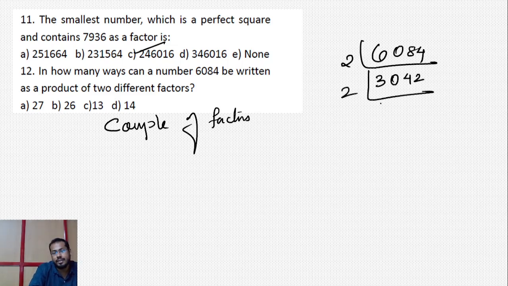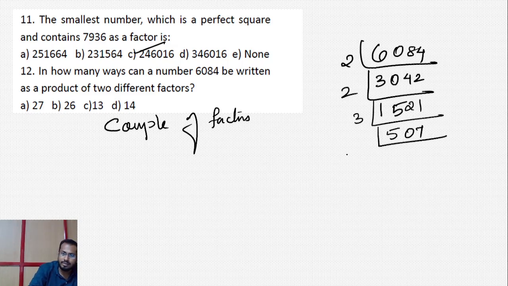3042, then take 1 5, then 2 1. So let's take the 3 table: 3 5s are 15 and 21. 21 is 7 times 3, right? Take 3, 1 times 20, 6 times 18, 27, 9 times, 169, 13 square, right? Yes, so 13 into 13 is 169, right?